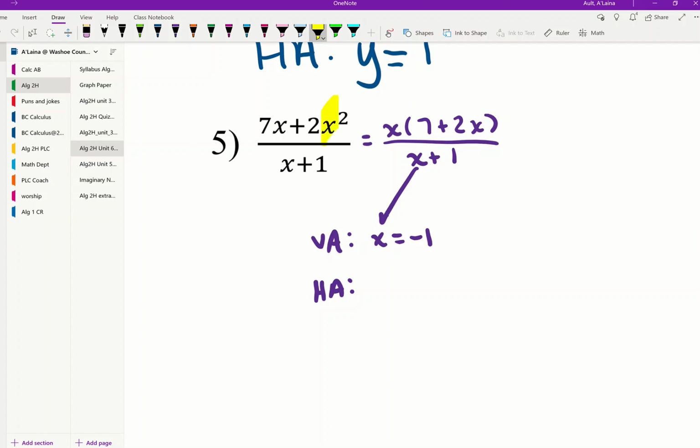The horizontal asymptote, remember I'm comparing the highest power. When the highest power is on the numerator, there is not a horizontal asymptote.